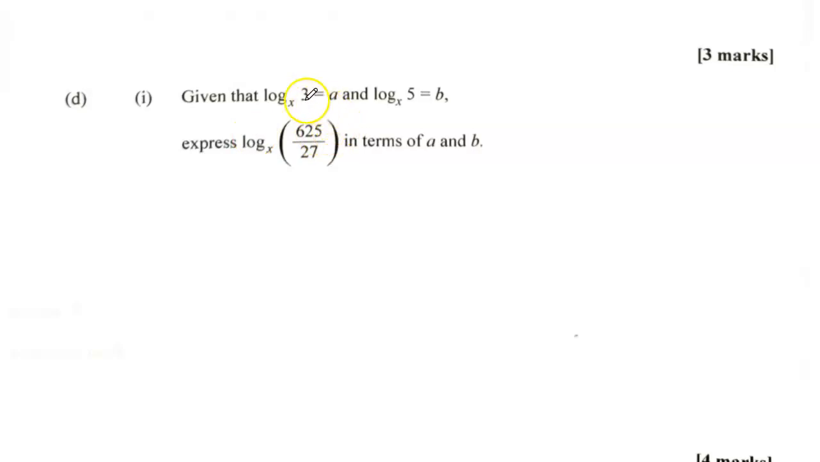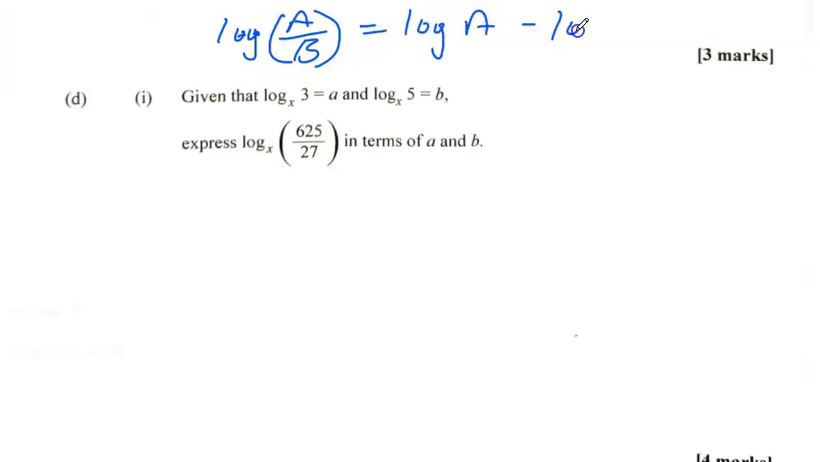Part D. So we have a log equation here. We're asked to express log 625 over 27 base x in terms of a and b. Now this problem requires us to know some of the rules of logarithm. One of the rules of logarithm is that log a over b is equal to log a minus log b. Alright? So we can apply that rule there to this.